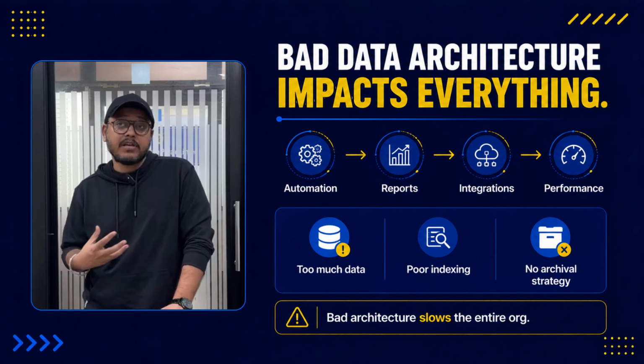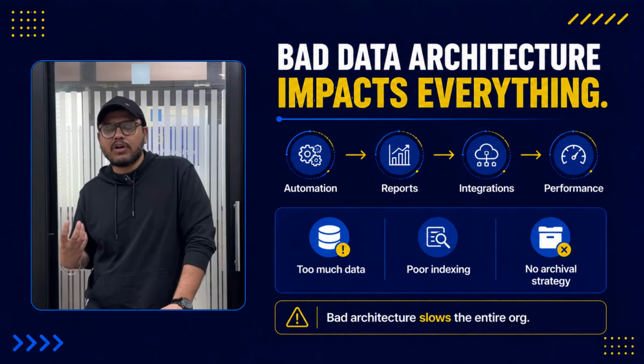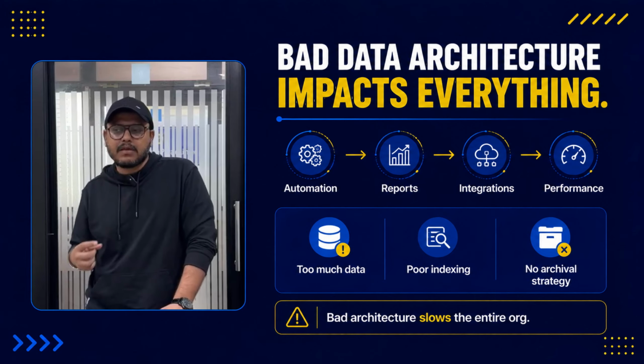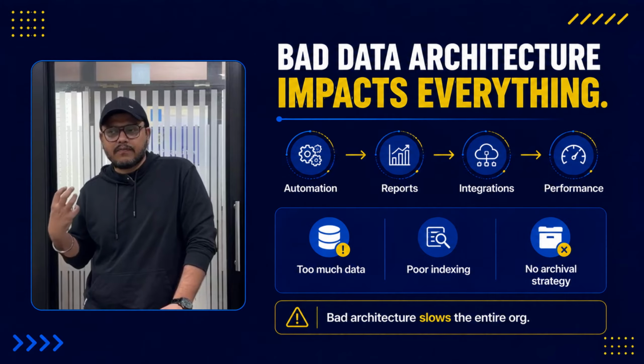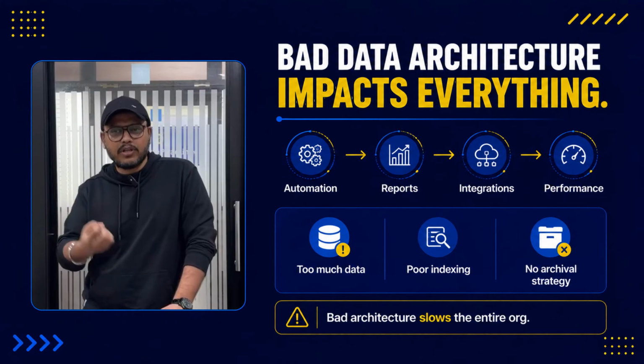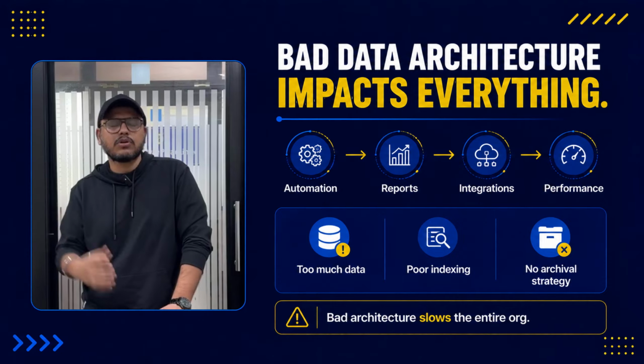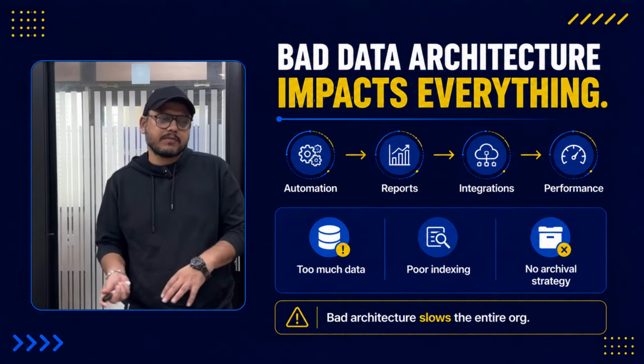Okay. So how does bad data architecture affect flow, Apex, reporting, integration, and performance? It would affect everything. If your data architecture is not right, your automations, integrations, everything will get impacted. For example, if you do not have a data archival strategy, or the indexing is not done properly, then your automations which are querying the data, your reporting which is querying the data, your integrations which need to pull data for other systems, everything will get impacted. You will unnecessarily end up querying and pulling a lot of data which is not even relevant for you.